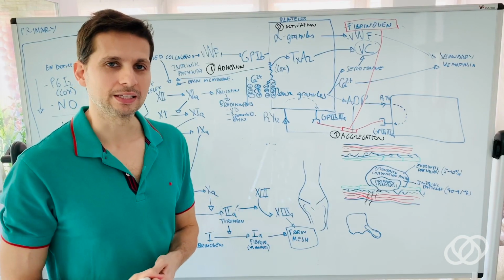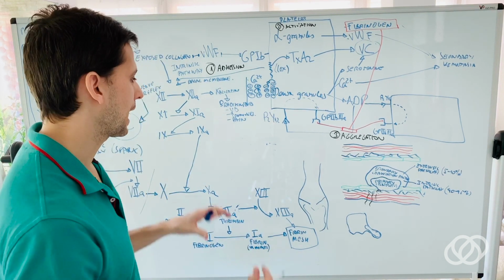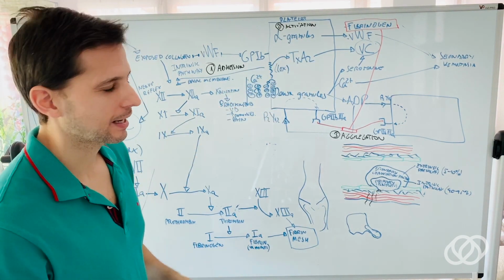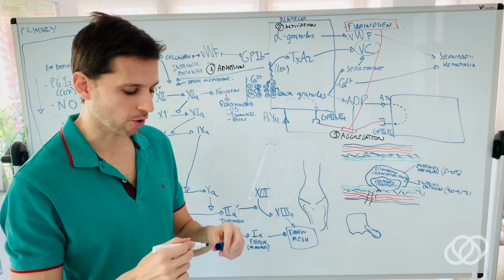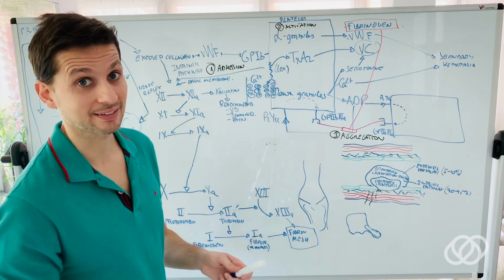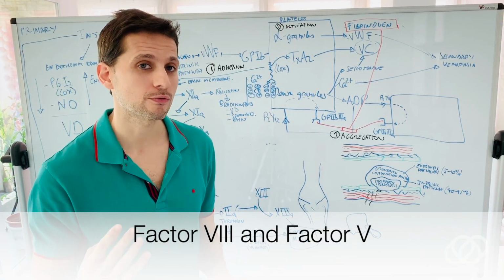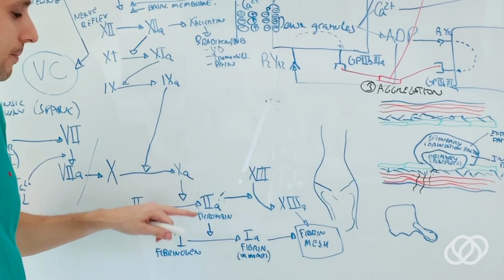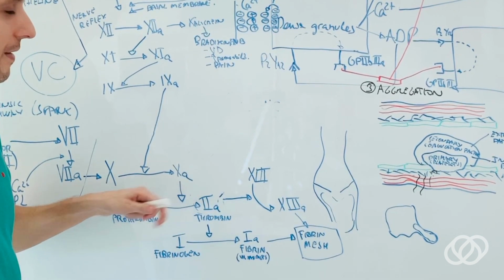So, okay, there are another two important coagulation factors that are very related to platelets. Why? Because they are usually traveling not only along the blood flow, they are also sometimes attached to the surface of the platelets. Those are factor 8 and factor 5. Those two factors are usually activated by thrombin, by factor 10. That's why we said that thrombin is very important.